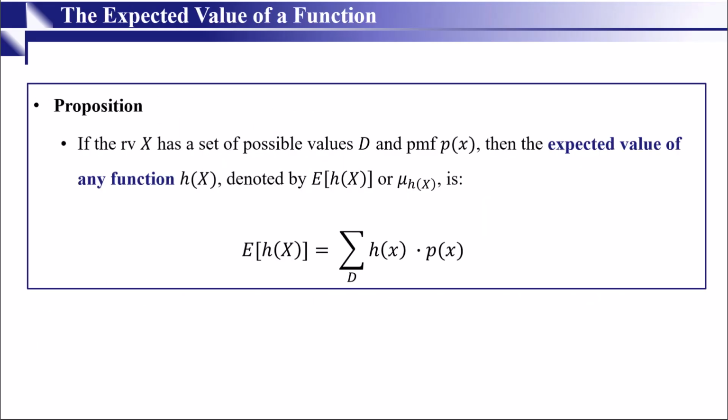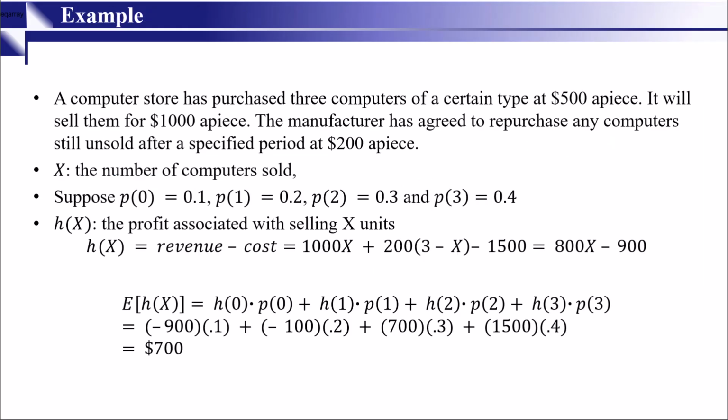We have a proposition here. Sometimes interest will focus on the expected values of some function like hx rather than just ex. So in this case, what if we transform x with a function like hx? Then the expected value will be sum of the hx multiply px. That is, this EHX is computed in the same way that EX itself is, except hx is substituted in place of the x that we had.